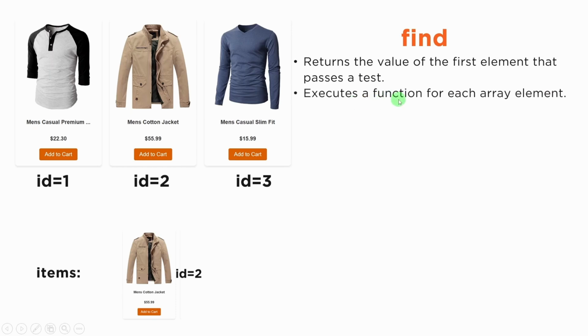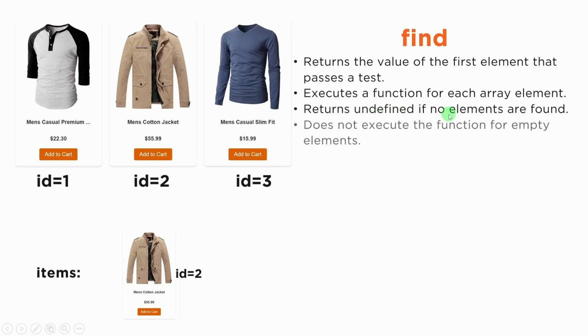It is going to execute a function for each and every array element. If the condition is not matched, it will simply return undefined. And this find method we cannot execute on empty array elements. Finally, if we are using the find method, it is not going to change the original array. So here we are applying the find method on this items array, and whatever operations we are performing will not affect this original array.